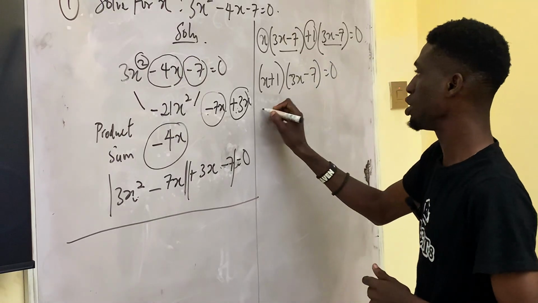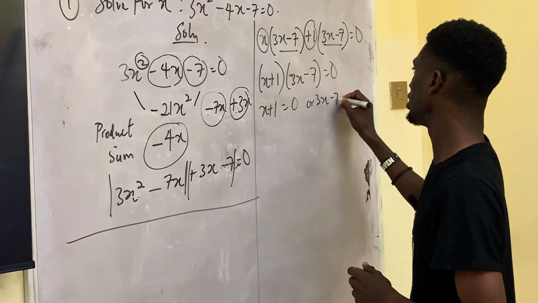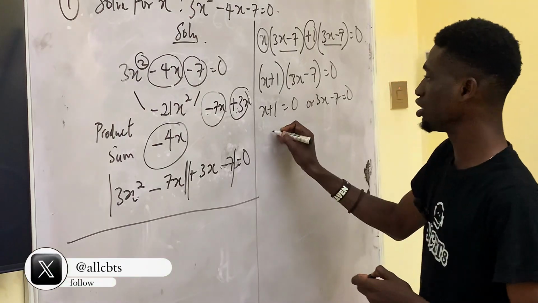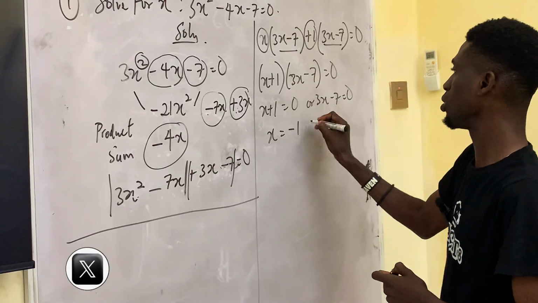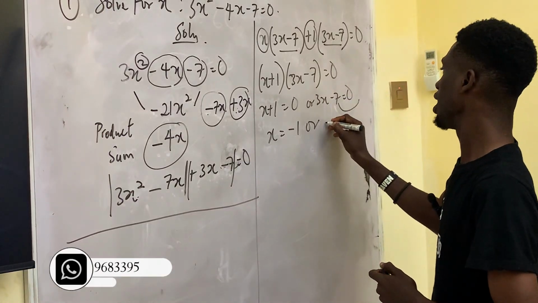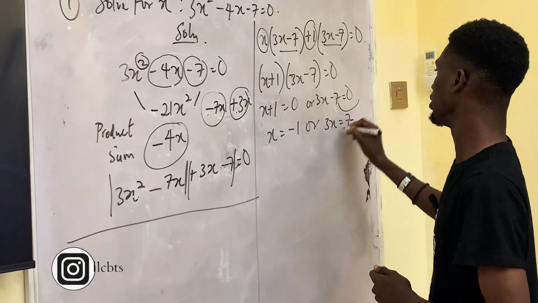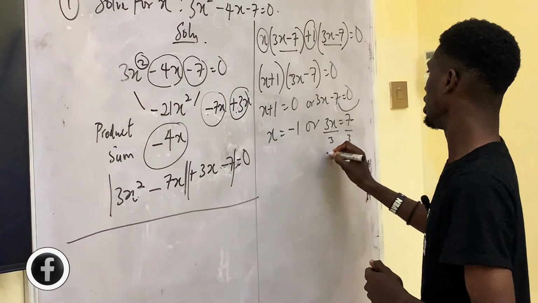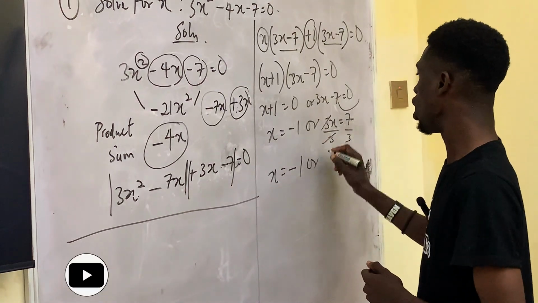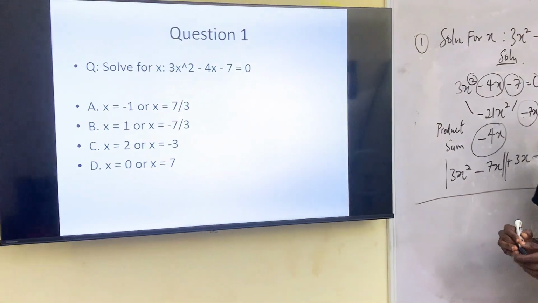So splitting them, you have x plus 1 equals 0, or 3x minus 7 equals 0. From here you can get the final answer for x. Here x equals minus 1. Or bring 7 to this side, you have 3x equals 7. Divide both sides by 3. So your x is either minus 1 or 7 over 3, which is option A.